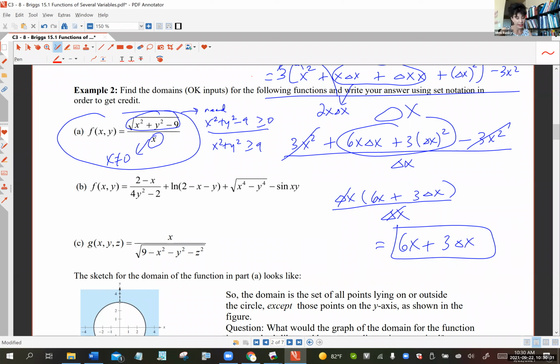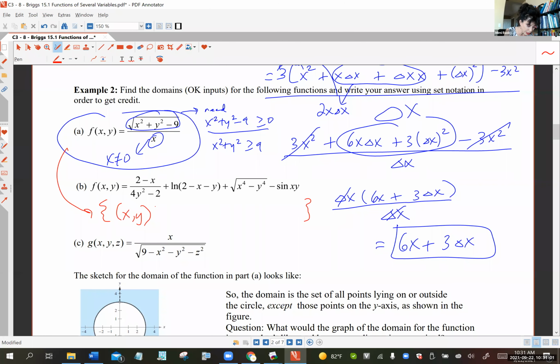So the final answer for letter A, and be careful because all the notation matters, and I want to see this on any handwritten work. You're going to use curly braces because that's set notation. And then you're going to put all the ordered pairs, so you're going to put parentheses x comma y, not f of x, y. We're not dealing with the function. We're dealing with the set of ordered pairs that make up the domain. And remember, the domain for a function of two variables are points with an x and y coordinate.